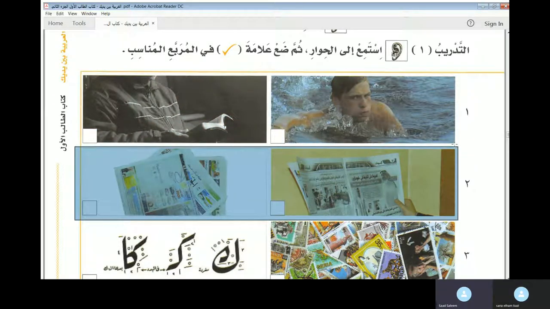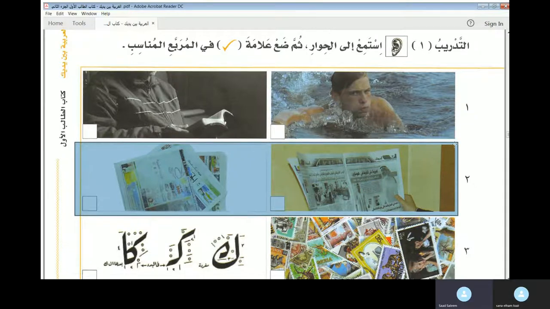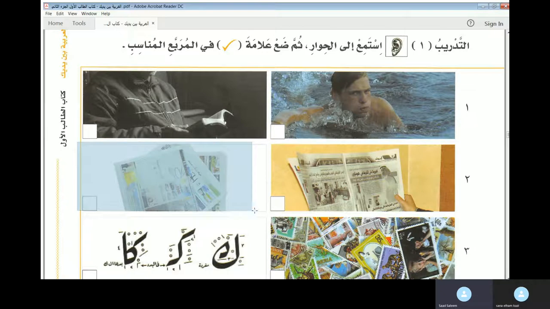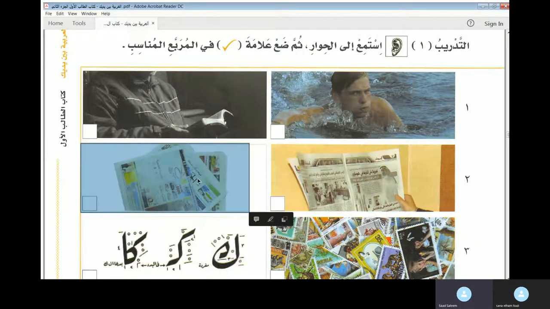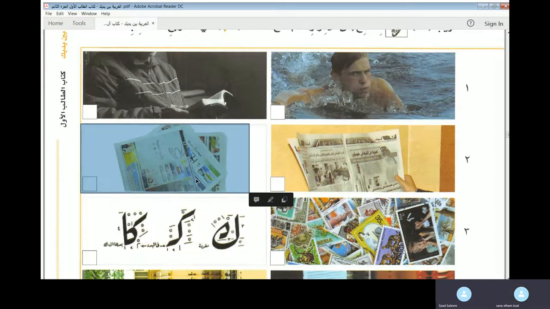So the second one: What are you reading, O Zainab? I am reading a book. I read the Arabic newspapers. Second picture, Suhuf al-Arabiya. In the first picture we have one newspaper, but in the second we have a plural word, Suhuf. Suhuf al-Arabiya.